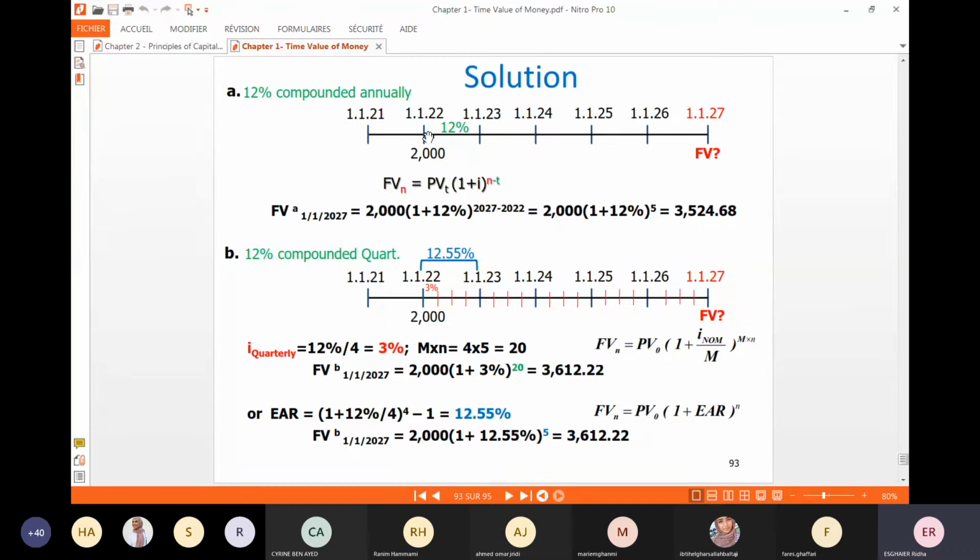Simply, we will use future value at n equals present value at date t times (1 plus i) power n minus t, the future value of a lump sum. n minus t is the number of years of interest. From 22 to 27, we have 27 minus 22 years. We have 5 years of interest. Annual interest 12%, you'll get 3,524.68, the obtained amount on 1/1/2027.